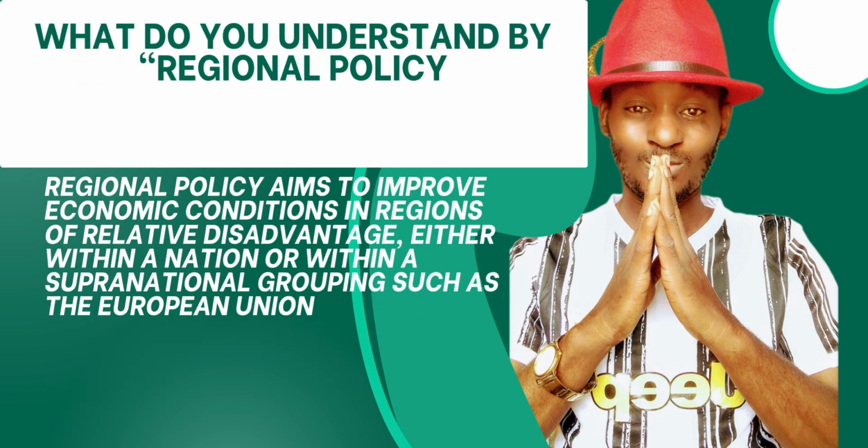What do you understand by regional policy? 4 marks. Regional policy aims to improve economic conditions in regions of relative disadvantage, either within a nation or within a supranational grouping such as the European Union.